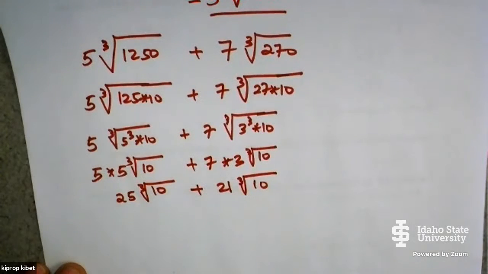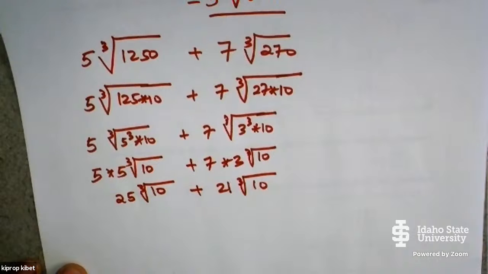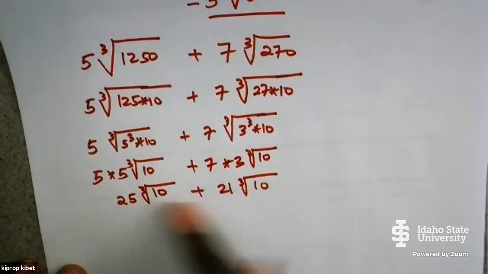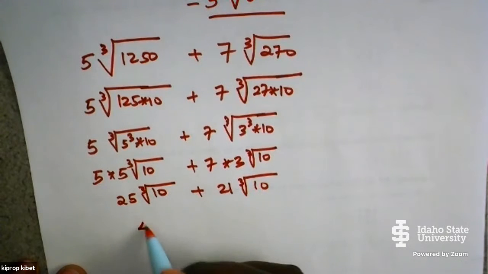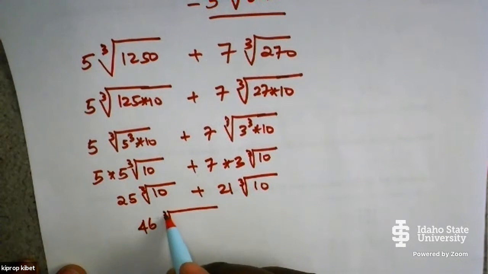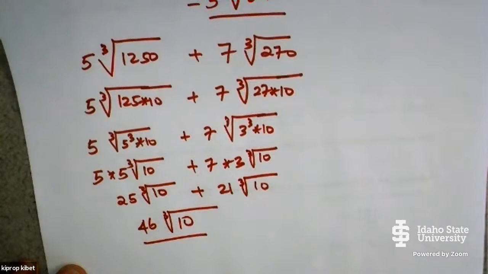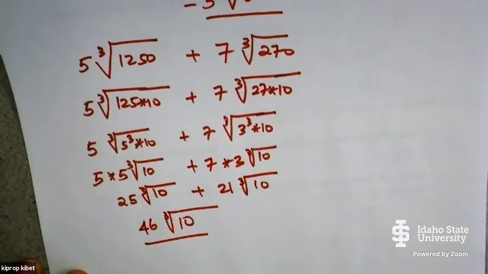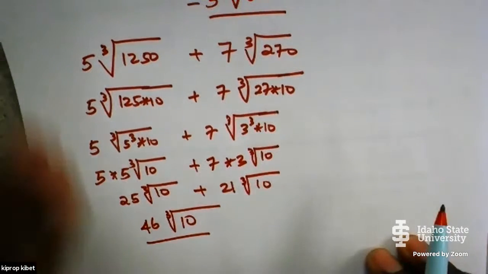Now the radicals are like. So then you add, and it will be 46 the cube root of 10. So you try to simplify, try to look for the like roots or the like radicals.